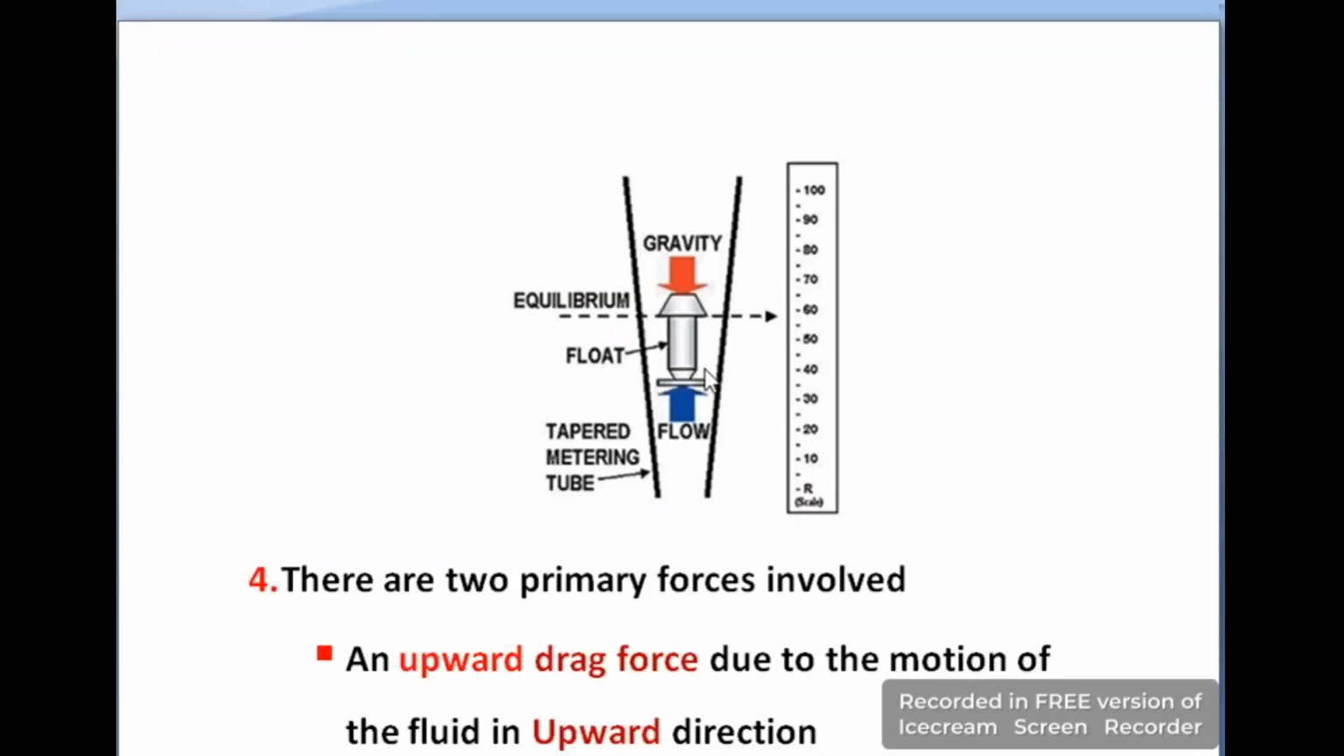In this diagram you can see the force of gravity, which is indicated by a red arrow, and you can also observe another arrow indicating the force of drag. So both these forces are in equilibrium, so the float is staying here.